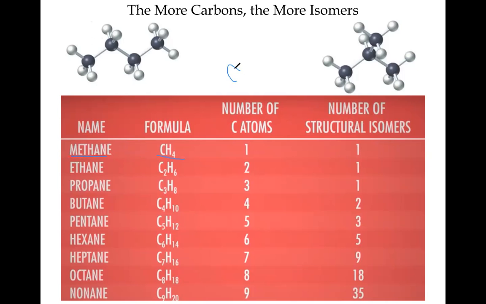It's going to look like this. A carbon, that's a terrible C, but carbon and 4 hydrogens. There's really no other way to arrange that, right? Same with ethane, right? Ethane is 2 carbons. So carbon, carbon, and then 6 hydrogens that go around it.